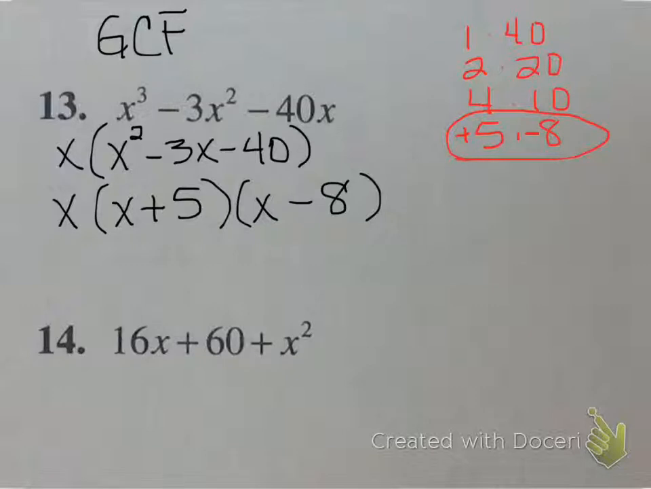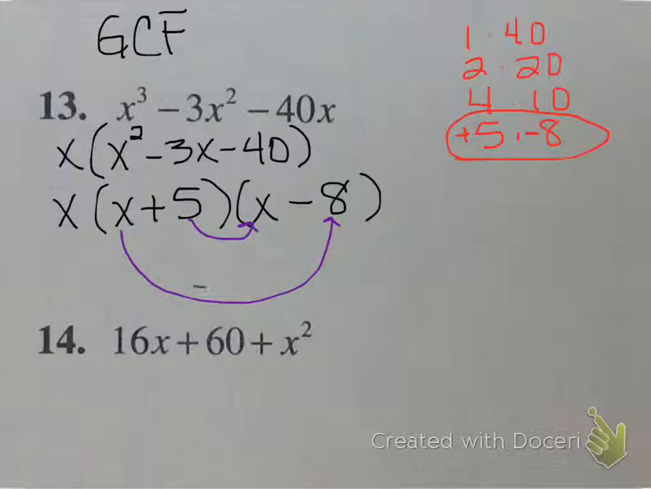And again, you can always double check that. By now, maybe you've noticed you really don't have to do the whole FOIL process. You really just need to check your outers and your inners to make sure those combine, because we already know that the x times x is going to be x squared. That's where we got those variables from. We already know that 5 times 8 is going to be 40. What we really have to check is that the outers and the inners combine to be that negative 3x.